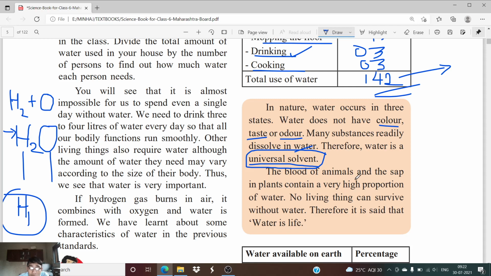Now the blood of animals and the sap in plants contain a very high proportion of water. So जो blood है हमारा, animals का, वो भी पानी से बना हुआ है. उसमें बहुत ही ज़्यादा amount में पानी होता है. और plants का जो sap होता है उसमें भी आपको पानी देखने मिलेगा. No living things can survive without water. Not a single species, not a single living thing can survive without water. Therefore it is said that water is life. So this is the reason that we consider water as our life. It is very much important for our own survival.